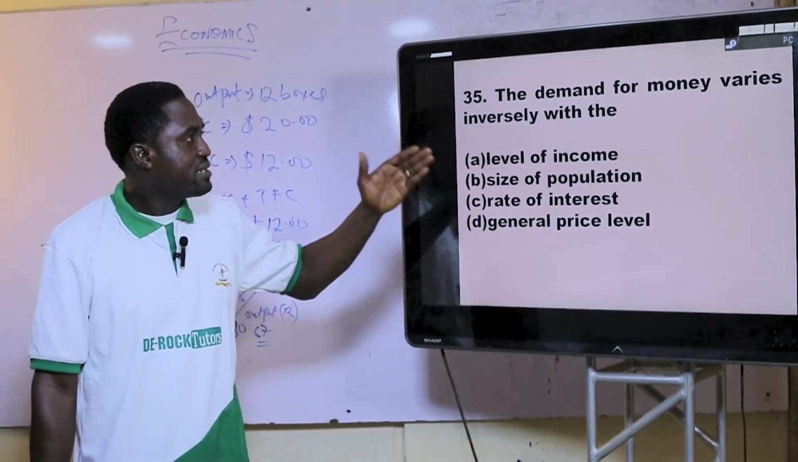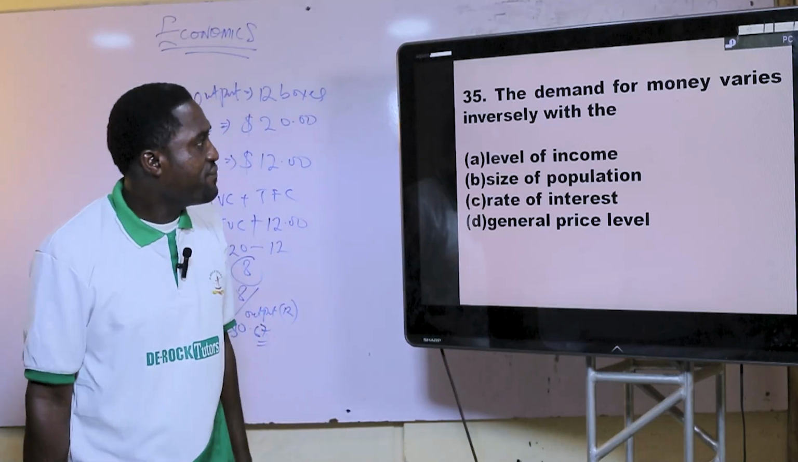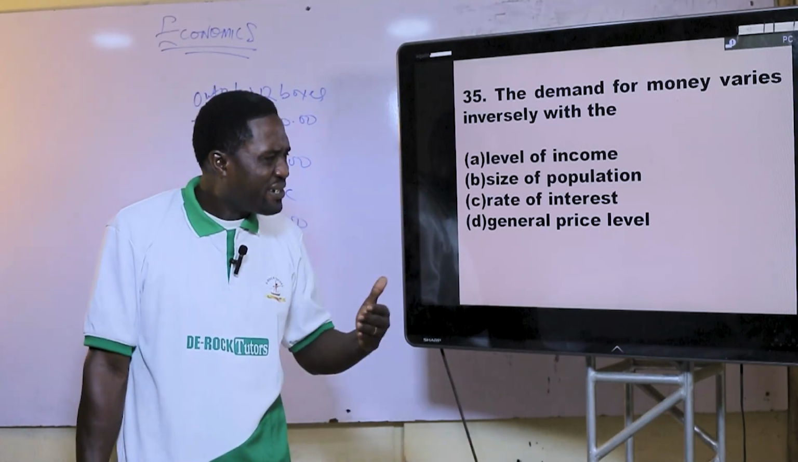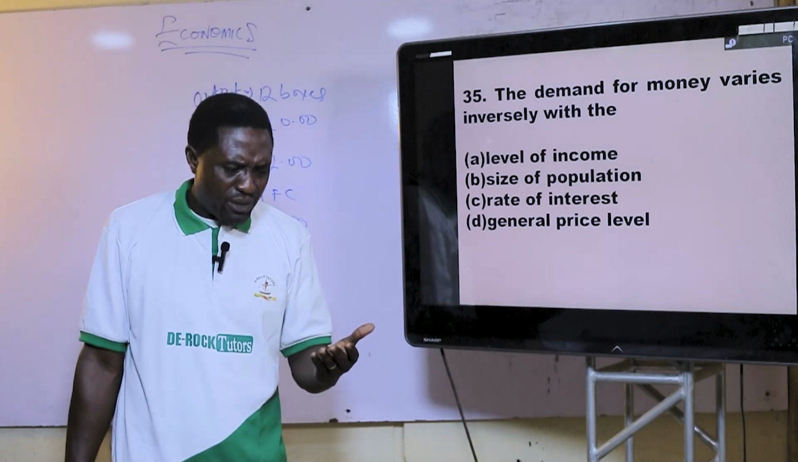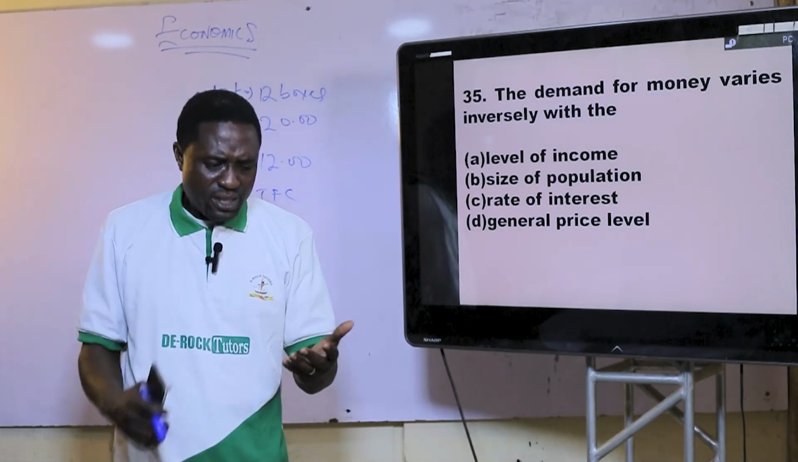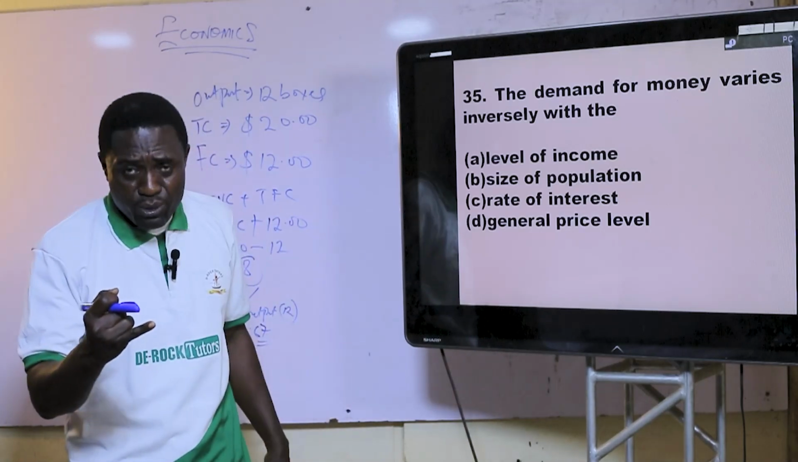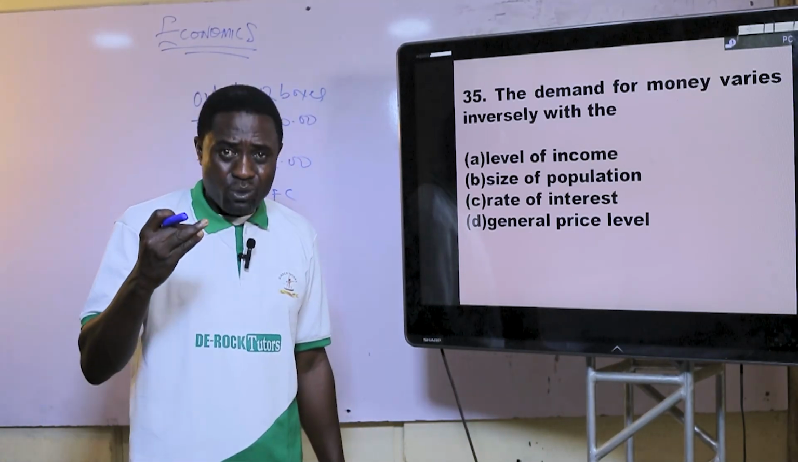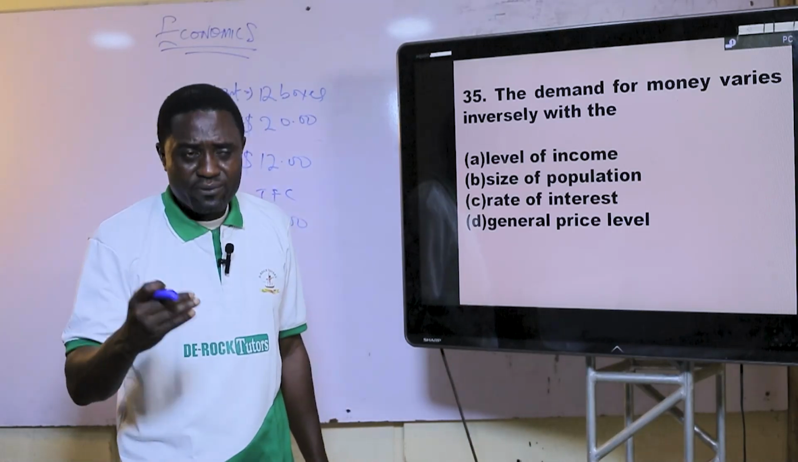35. The demand for money varies inversely with what? The demand for money. Why do we demand for money? We have different reasons why we hold money. We hold money for transactional purpose. We hold money for speculative purpose. For what again? For precautionary motive.